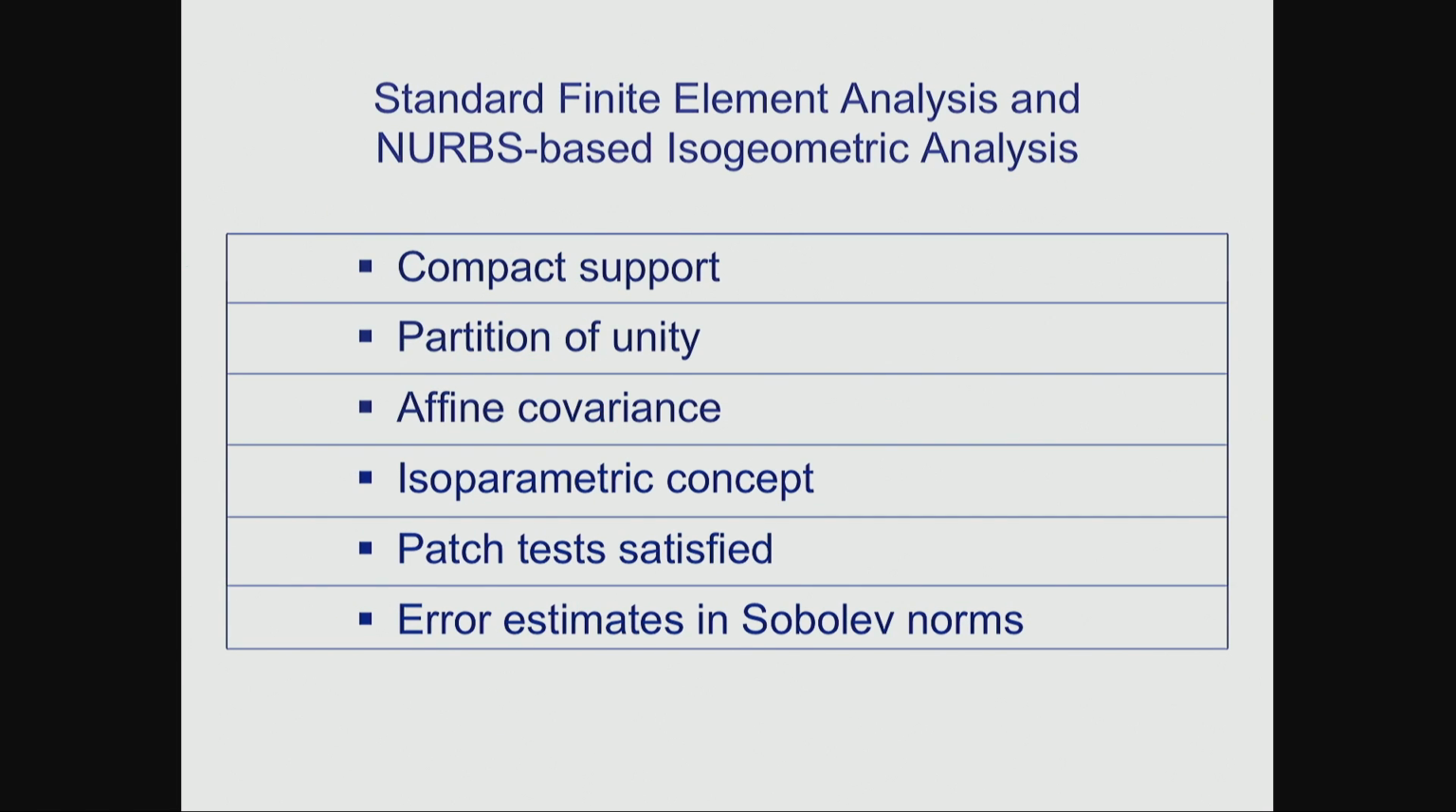Now, standard finite element analysis and NURBS-based isogeometric analysis share many features. One is the functions have compact support. They satisfy a partition of unity. They possess affine covariance, meaning if you move the nodes or if you move the control points according to an affine transformation, then every point in the object respects that.